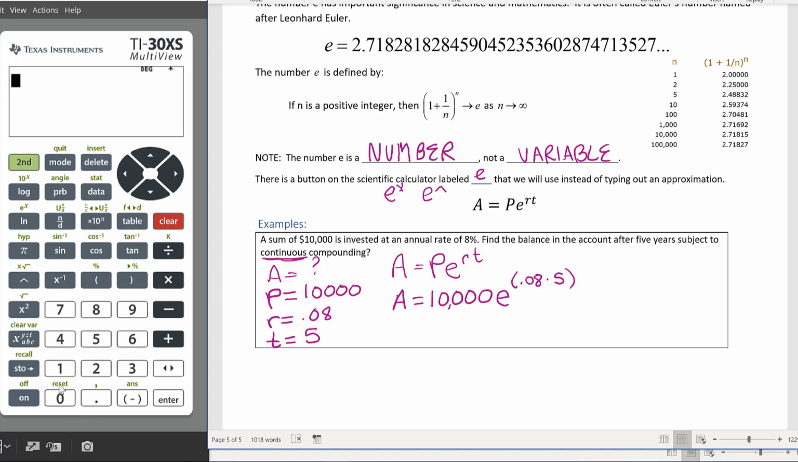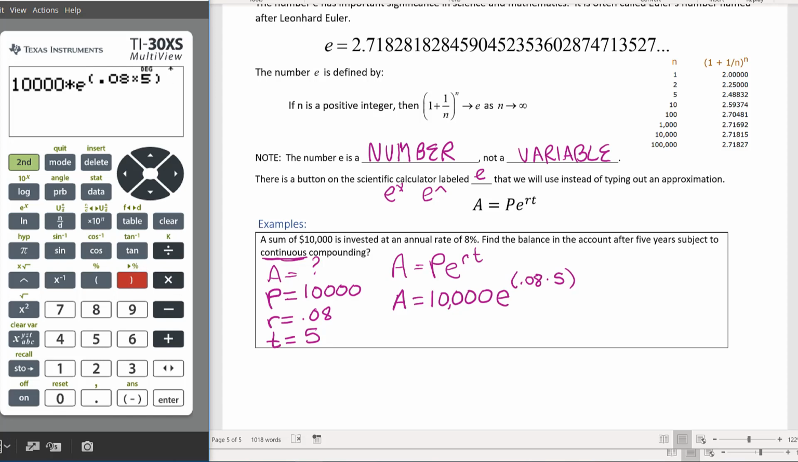When I type this in the calculator, I start with my 10,000 times, and then I'm going to use this e^x button. Now that e^x button is in green above my button. When it's above the button in green, I need to use my green second key. So I press second, and then e to the x, and notice that an e and then a little exponent popped up. In the exponent, I'm going to use a parenthesis, 0.08 times 5.